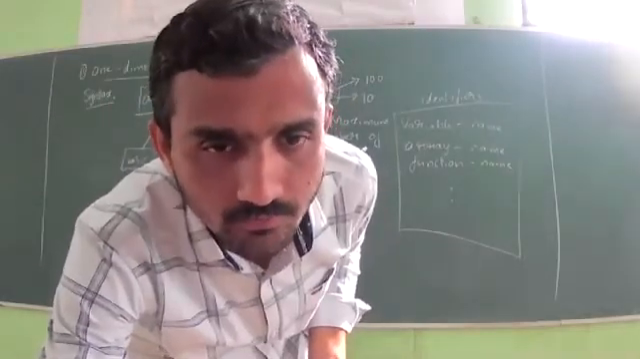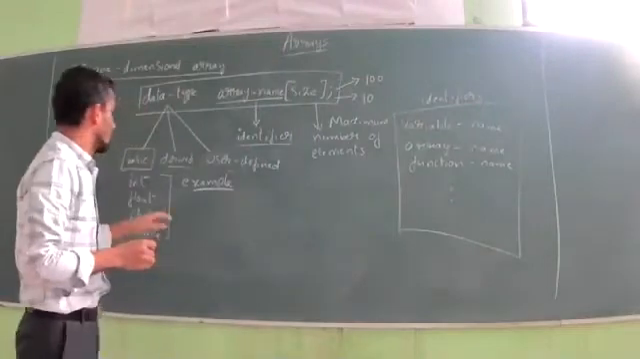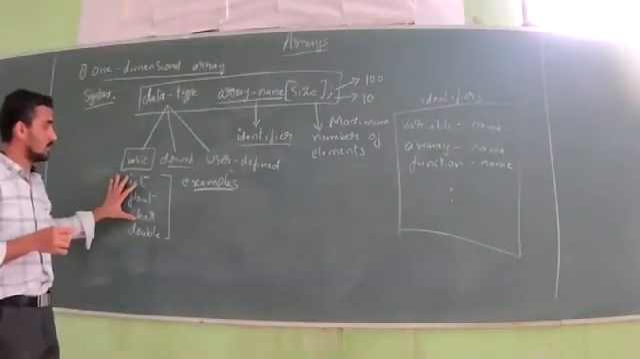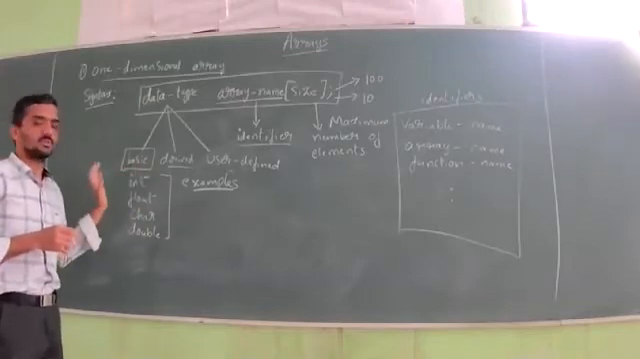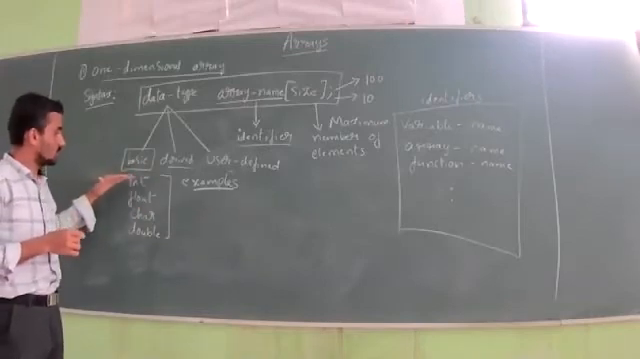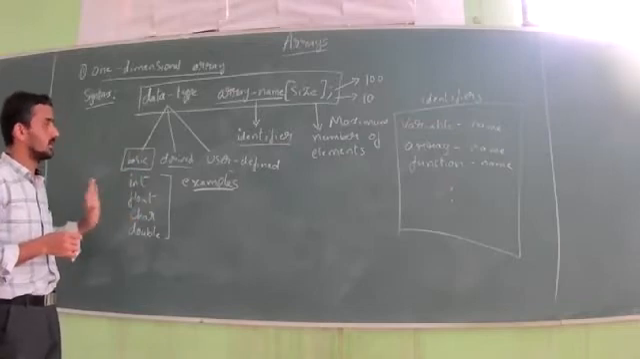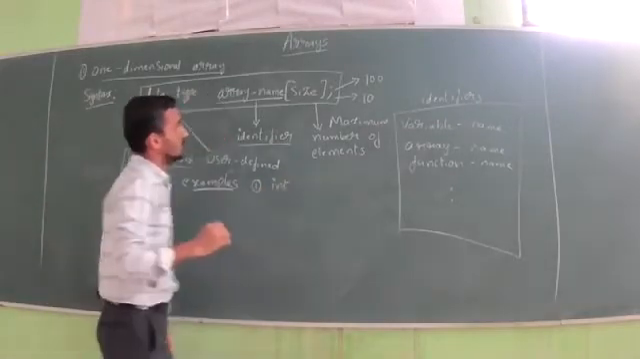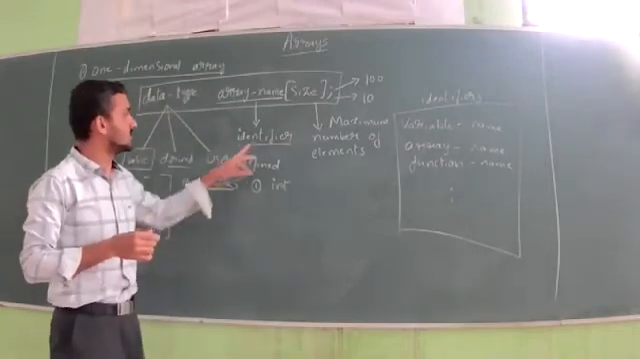Then, if we consider the examples, you just look at the data type. You remember the data types and you write the examples. It's very easy. You remember these four data types: int, float, char, and double. So for the first example, if I consider int, int is the data type. Array name is nothing but the identifier.